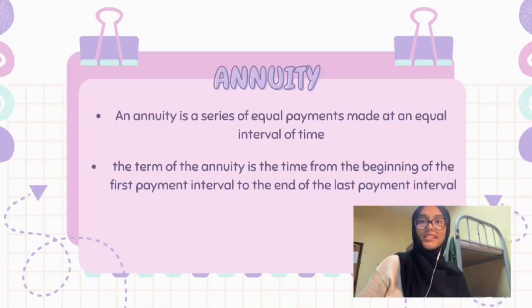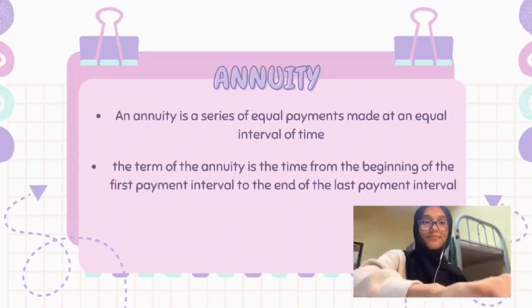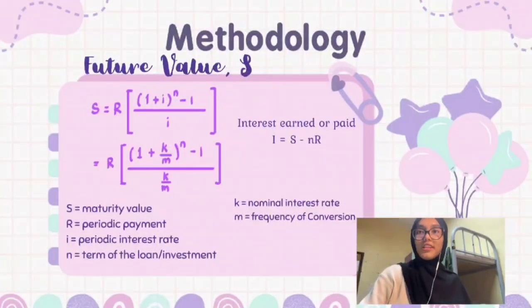Annuity. An annuity is a series of equal payments made at an equal interval of time. The term of the annuity is the time from the beginning of the first payment interval to the end of the last payment interval. The first methodology in annuity is future value S. S equals R multiplied by (1 plus I) power of N minus 1, divided by I. So to get interest earned or paid using future value, I equals S minus NR.